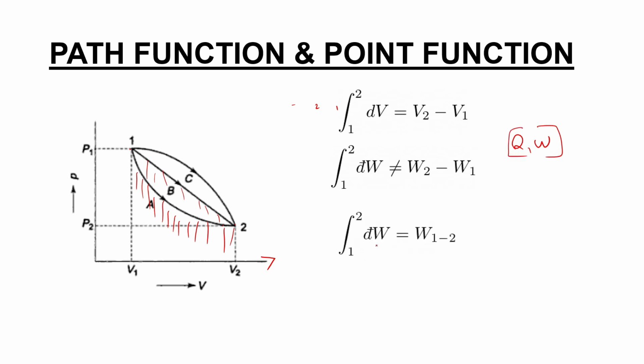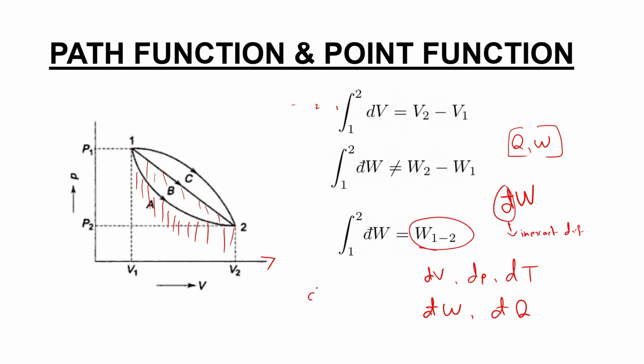So you can write only like this: integral of δW is equal to W12. And also note that you cannot write dW. You need to use an inexact differential. So this symbol is for inexact differential. You can write dV, dP, dT, etc., but for these you can only write δW, δQ, etc. This is equal to W12, and the integral of δQ is equal to Q12, etc.